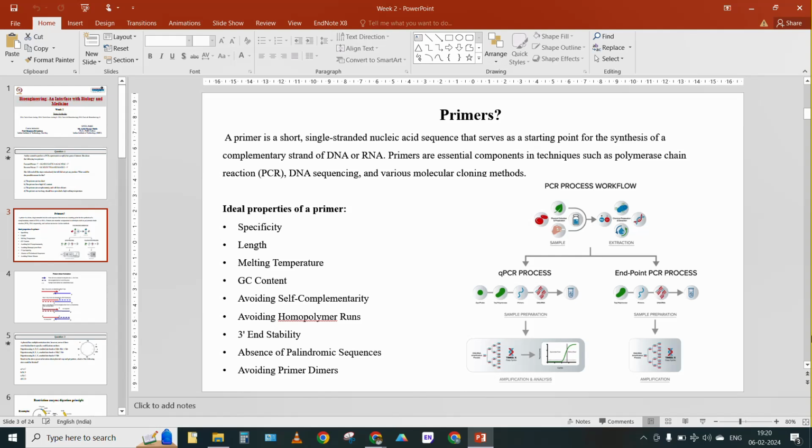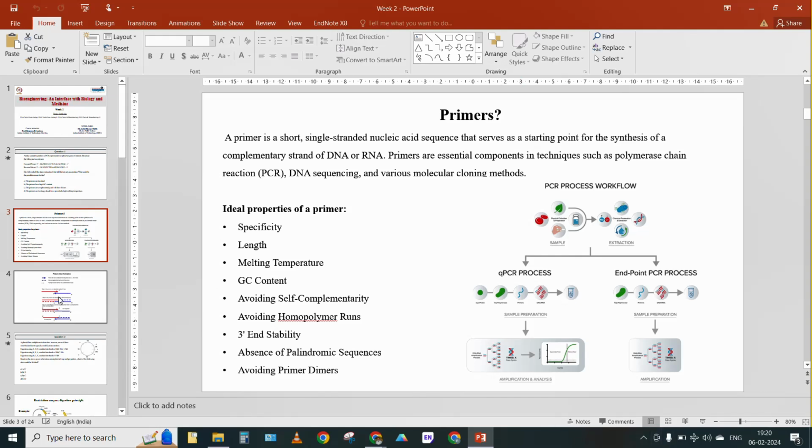First, I'll explain what primer dimers are. They can occur when primers bind to each other rather than to the template. So, design primers to minimize the likelihood of forming primer dimers. By considering all these properties during primer design, researchers can enhance the specificity and efficiency of DNA amplification or synthesis reactions in various molecular biology applications.